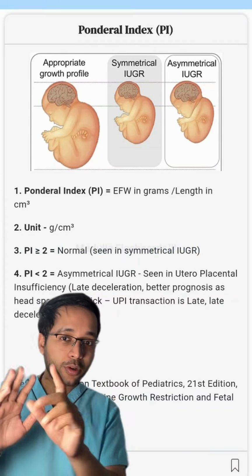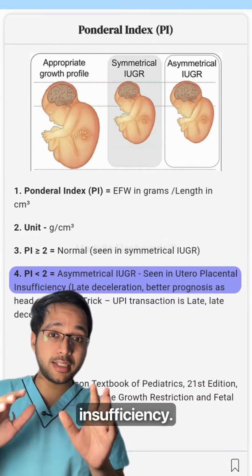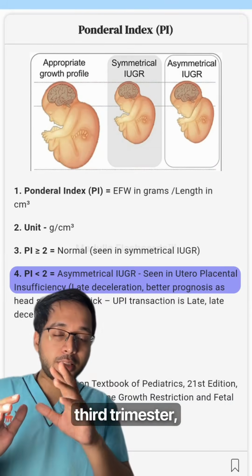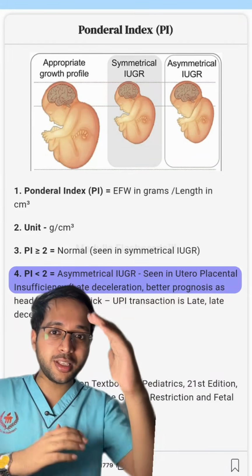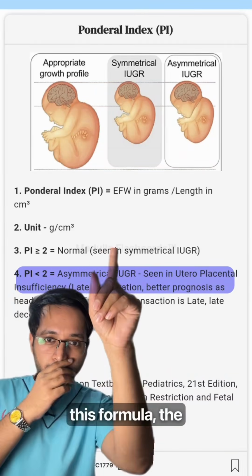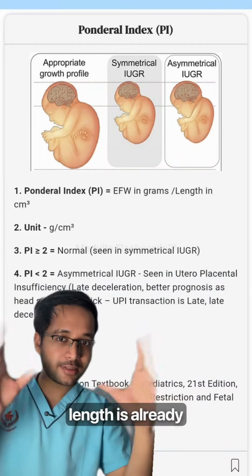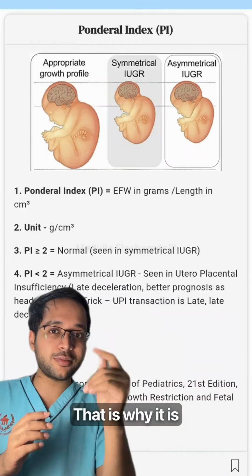Okay. Now coming to Ponderal index less than 2, it is seen in asymmetrical IUGR, usually in placental insufficiency. It is seen in third trimester, and by that time the head is already formed, the length is already formed. The only thing which is sacrificed is fat and weight. That is why if you put in this formula, the grams decrease, length is already achieved, so the whole Ponderal index value becomes small. That is why it is less than 2.